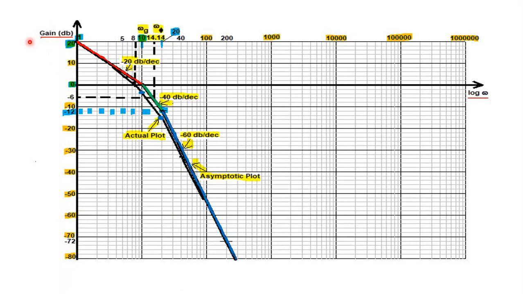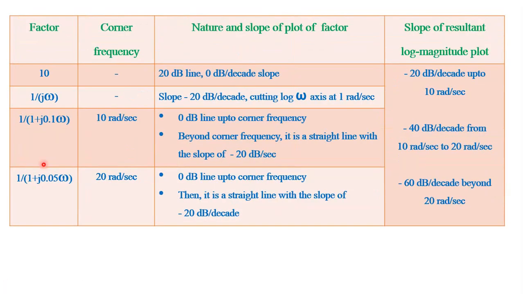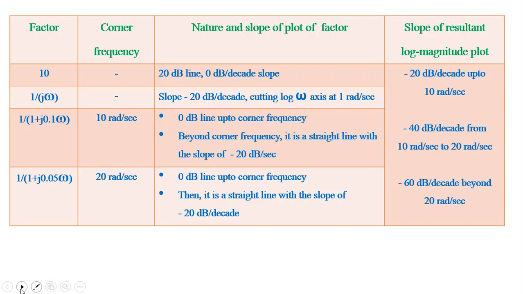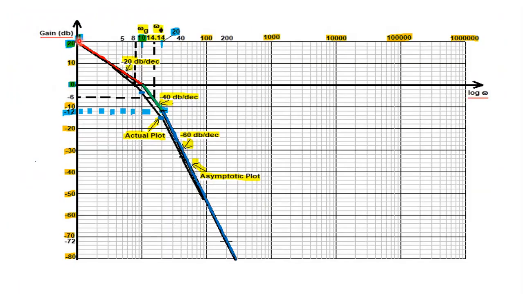Right. Now we know very well that at 1 radian per second we have to start at 20 dB. That we have already shown. At 1 radian per second, it is 20 dB. So we have to start at 20 dB. That is why I am marking at 120.